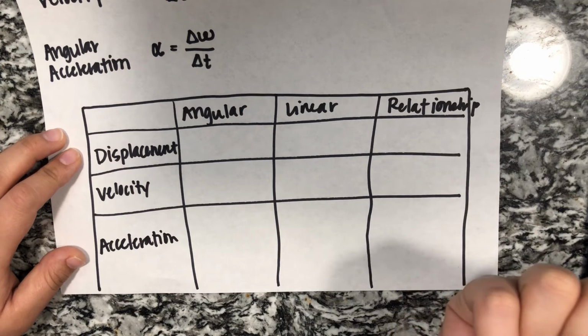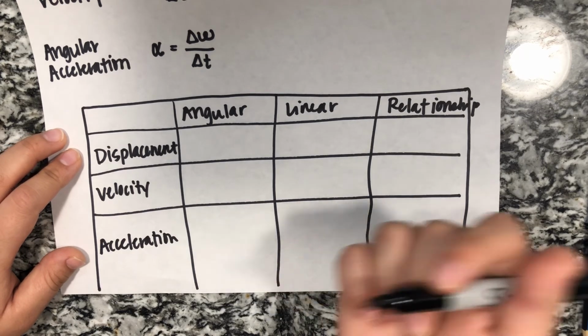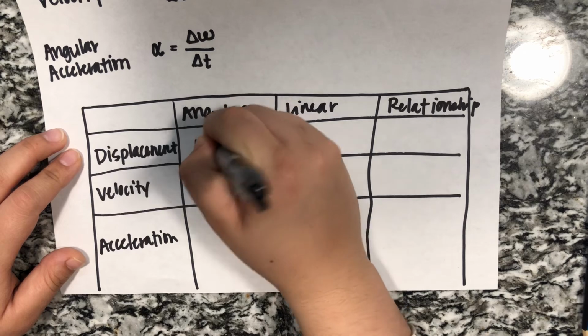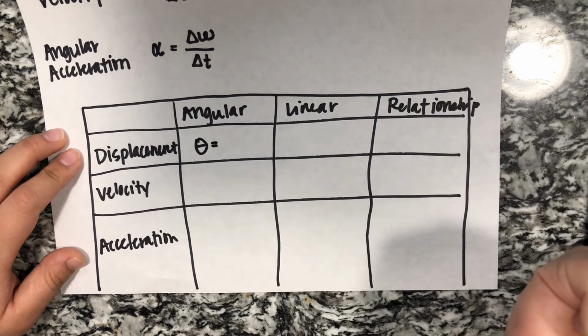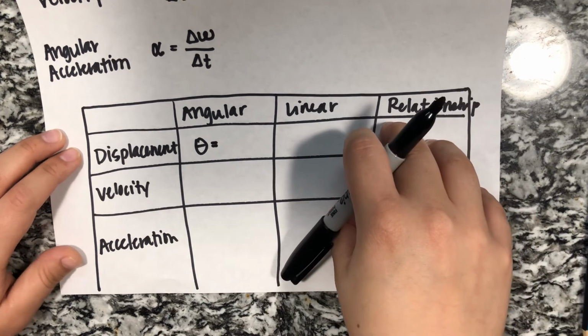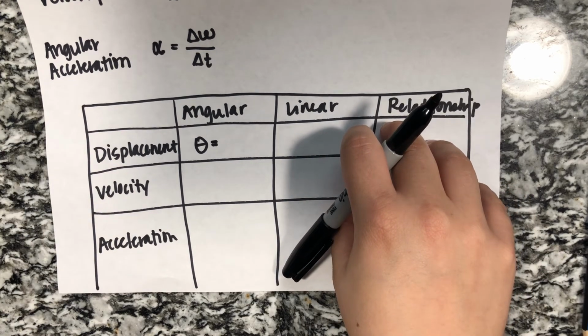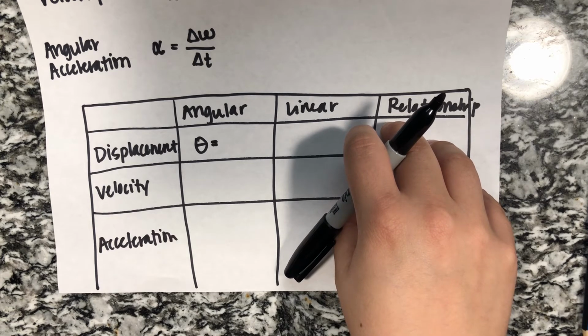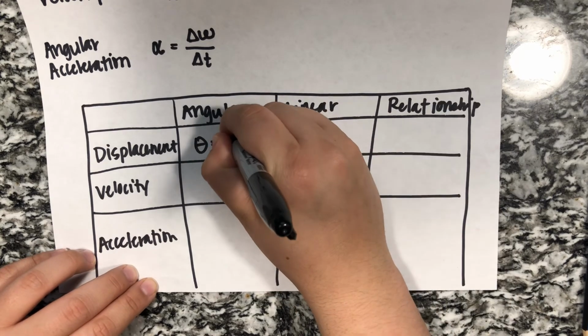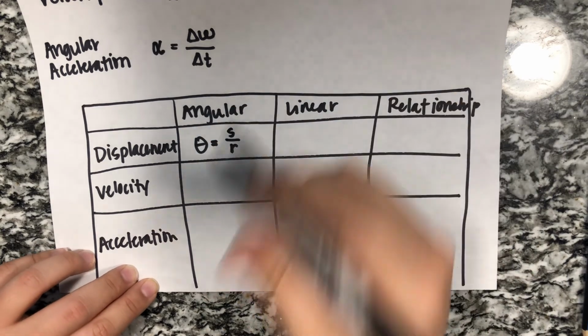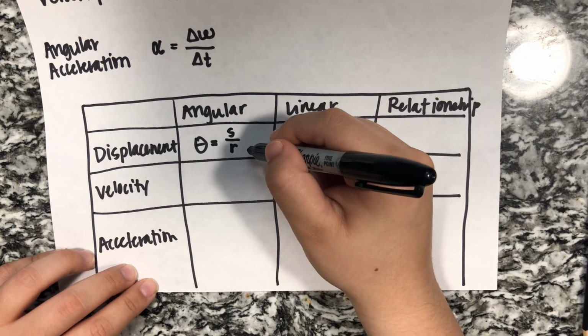Okay, so the angular quantity for this is going to be theta. And we know that theta is equal to, let me go back really quick. Sorry, I'm having a mind fart. I believe it's S over R, that's what it was. Sorry, guys. Where S is going to be your arc length and R is going to be your radius, okay?